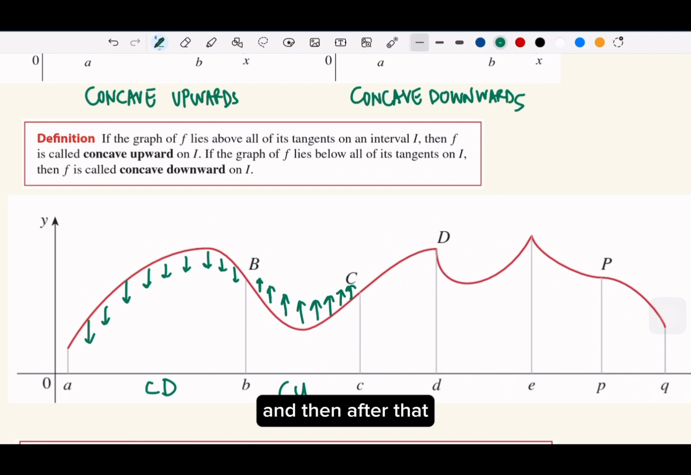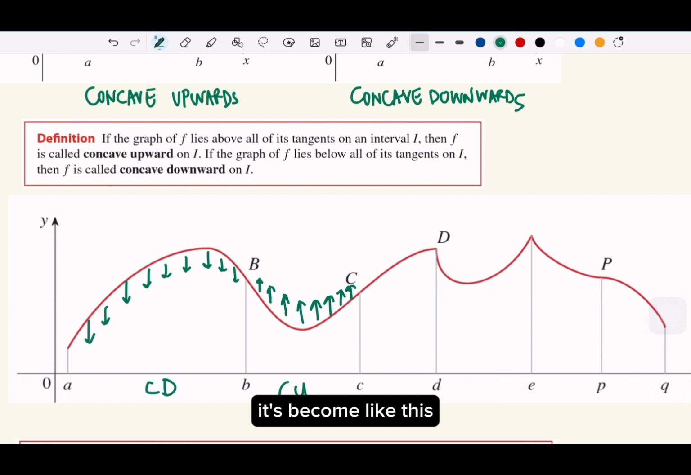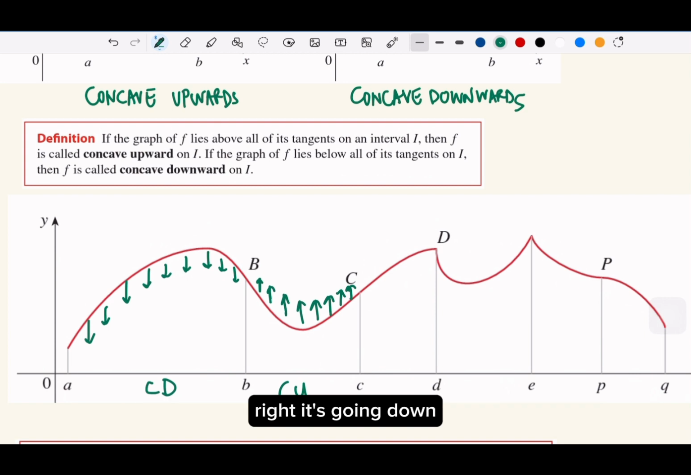And then after that, you can see that at this point C, from up it's changing direction, right? It becomes like this. So from here, and then suddenly it changed. So it's going down, right? It's going down.